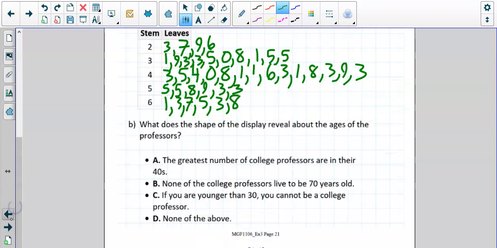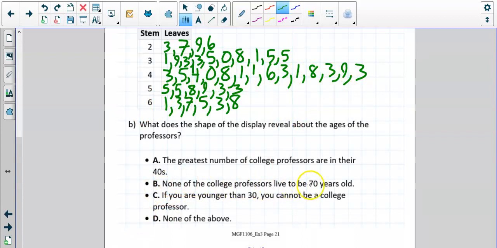So then down here on part B, what does the shape of the display reveal about the ages of the professors? So if you're looking at each example, down here it says the greatest number of college professors are in their 40s. Well, if you look at the 4s, that's pretty true. But let's just make sure that that's the only answer that will work.